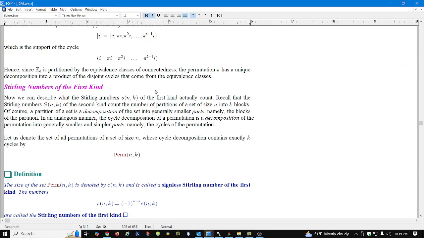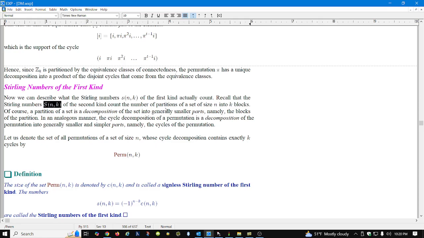Well, now we can describe what the Stirling numbers of the first kind actually count. The Stirling numbers of the second kind, you will recall, capital S n k, count the number of partitions of a set of size n into k blocks. So you might be guessing now, the Stirling numbers of the first kind count the number of permutations of size n that have k cycles in their cycle decomposition. But there's a little wrinkle, nothing serious.